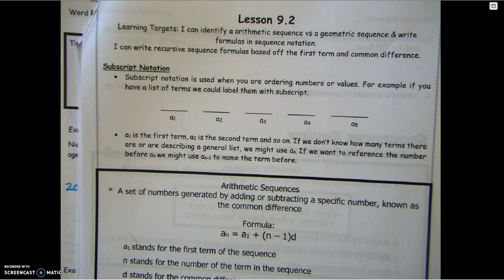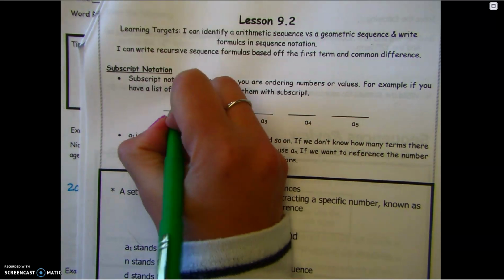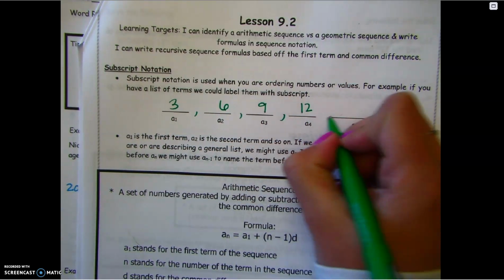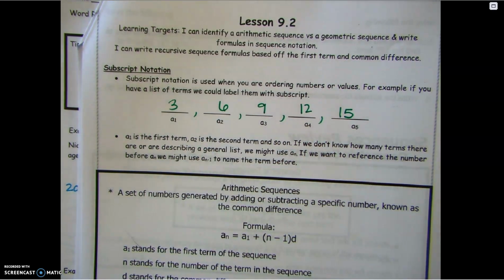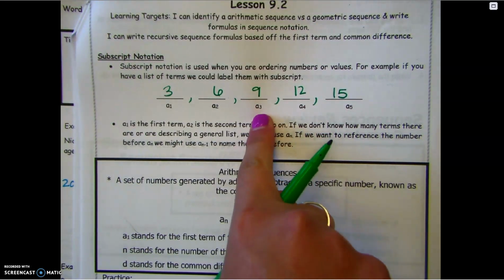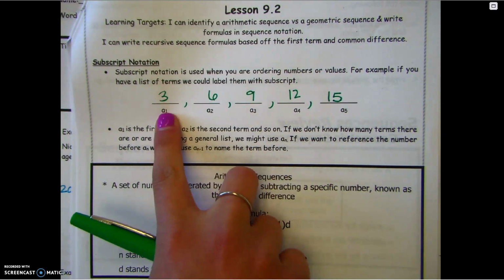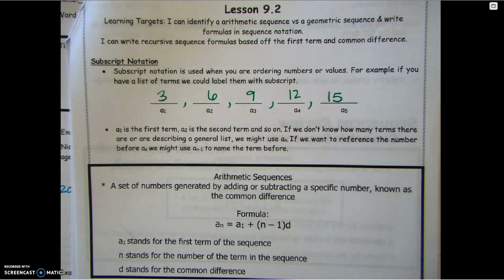Subscript notation is used when you are ordering numbers or values. For example, if you have a list of terms, we could label them with subscripts. So, like if I had a list of numbers, like say 3, 6, 9, 12, 15, right? So this would be the third term, or I could call it a sub 3. It's the third term in the sequence. This is the first term, so I would call it a sub 1. So subscript is really used for ordering numbers.